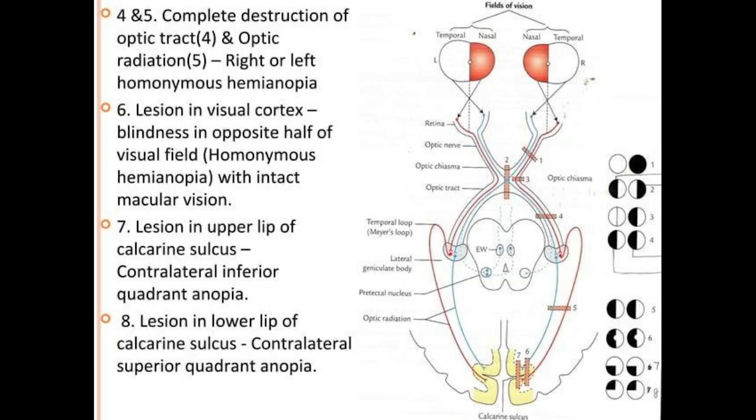Number 3, lesion of the optic tract. The optic tract carries visual information from the optic chiasma to the lateral geniculate nucleus in the thalamus. A lesion of the optic tract can result in specific visual field defects depending on the location of the lesion. For example, a lesion on the left optic tract can result in a right homonymous hemianopia, where the left half of the visual field is lost in both eyes.